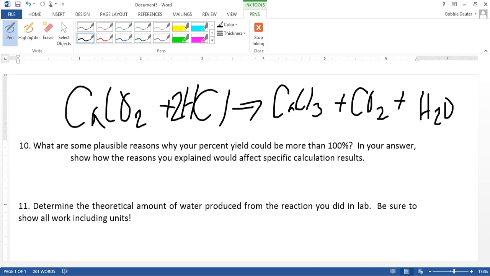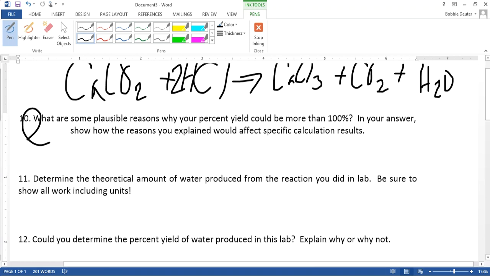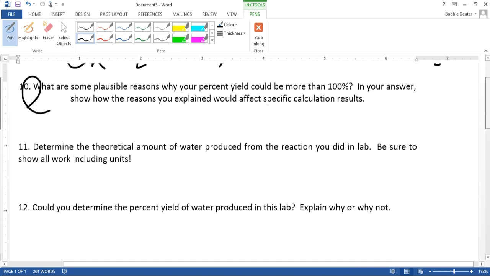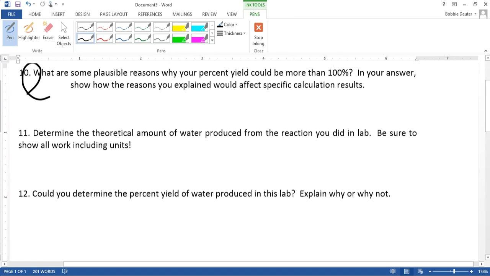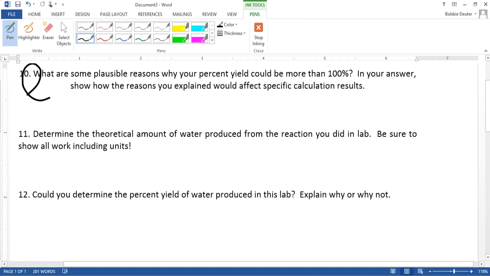So in number 10, there's lots of reasons why you could have had it. One, you could have not evaporated everything out. Maybe you didn't have enough of your limiting or excess reactant in there, so you didn't have a complete reaction. All those are possible reasons. Human error. Some of it could have splattered onto the table. So there's lots of reasons.